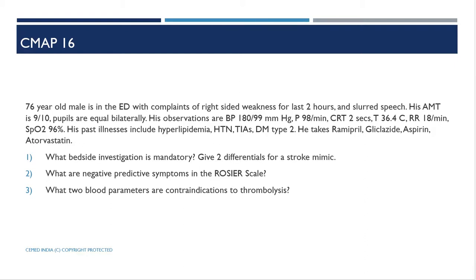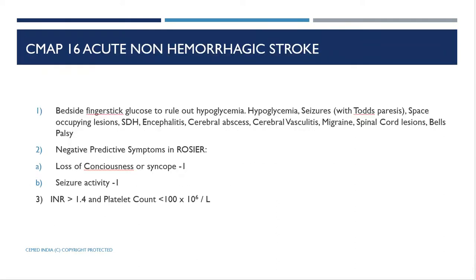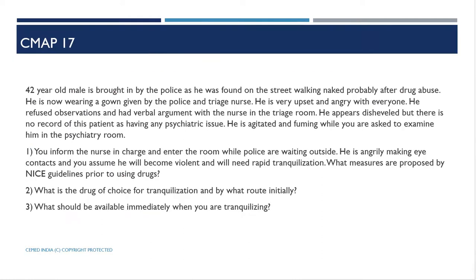What 2 blood parameters are contraindications to thrombolysis? So they have clearly mentioned blood parameters: platelet count less than 100,000 and an INR greater than 1.5 or 1.4. Okay, pause for a minute, pause for 2 minutes and write down your answers.